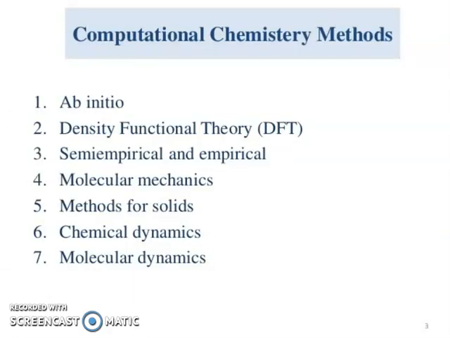So, what methods actually are there in computational chemistry? First method, ab initio, meaning from the beginning. The second, density functional theory. Third, semi-empirical, and empirical methods for molecular mechanics, methods for solids, chemical dynamics, and molecular dynamics. So we have different levels of theory, starting from ab initio to molecular dynamics.